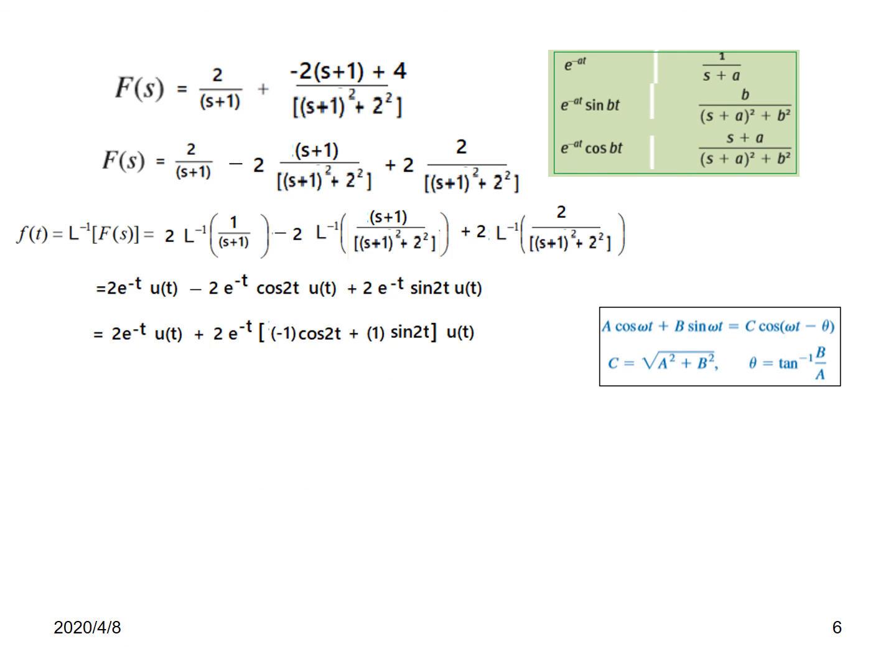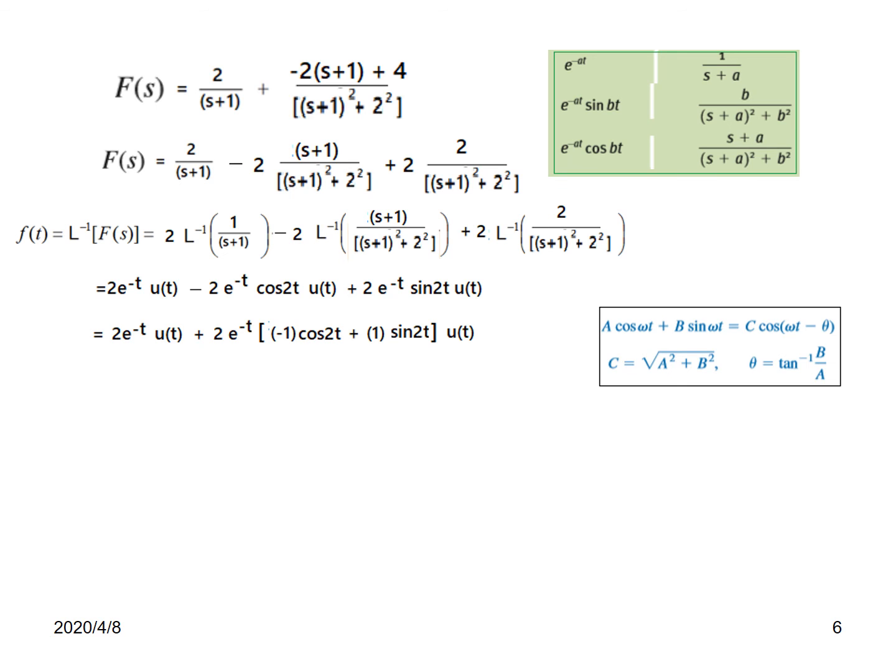Okay, now just manipulate. We take this minus sign inside, so it will be 2e^(-t) common from both, minus 1 cos 2t, and plus 1 sin 2t. We have taken this out. And now if you see, this is matching this form. This is A cos omega t plus this is B sin omega t.